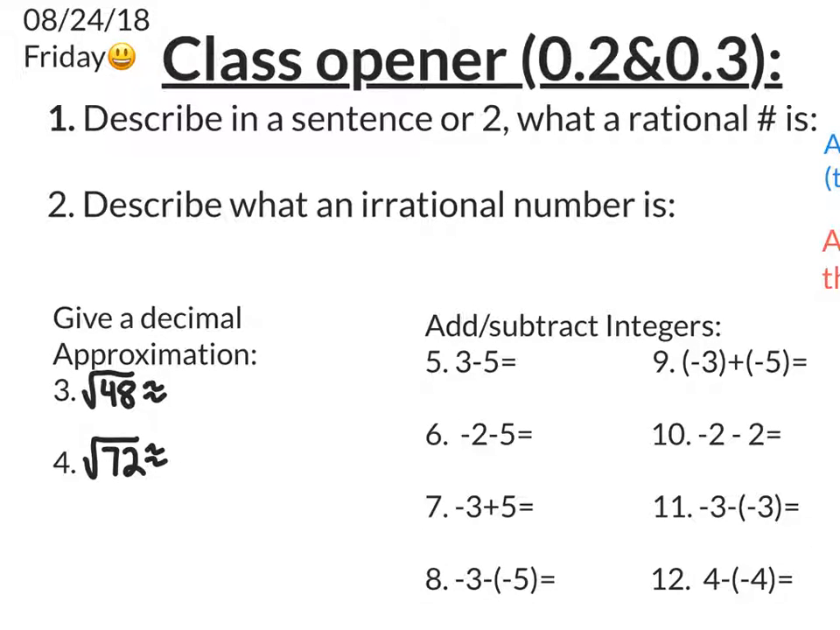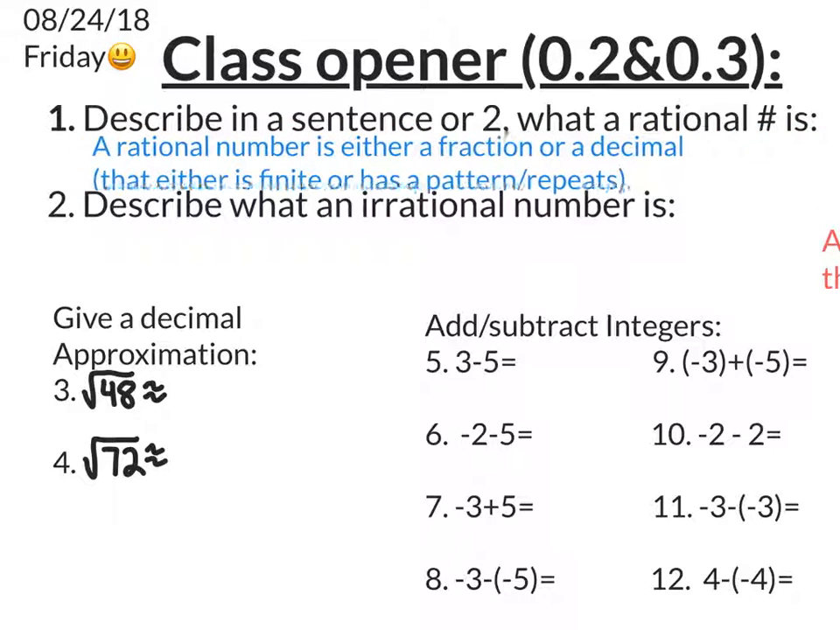So, number one, describe in a sentence or two what a rational number is. Armani just said that it was integers, but also numbers between integers. And I'm assuming that you're thinking like decimals or fractions, right? And that's exactly what a rational number is.